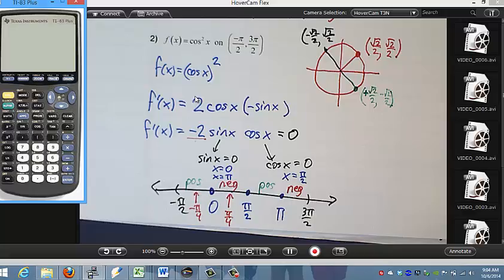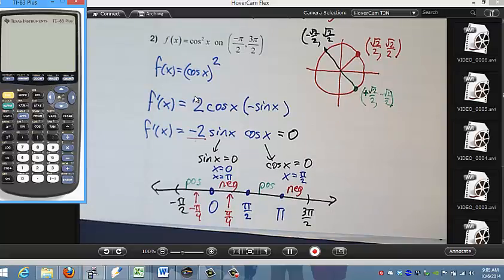So what's it mean? It means at 0, I have a relative... Let's see. It's going up. It's coming down. So at 0, I have a relative maximum. You see how the first derivative test works? I think we got it.